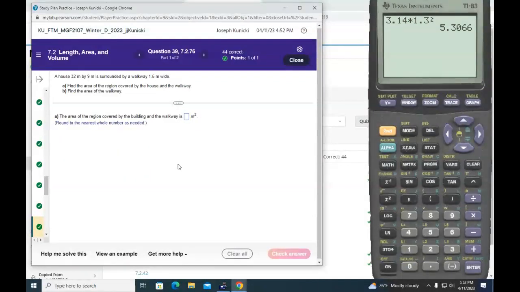So the question is, the area of the region covered by the walkway and the sidewalk. So I need the outer dimensions. I need this dimension and this dimension.